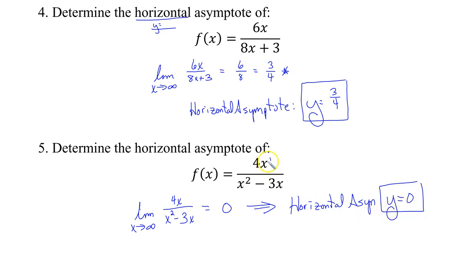So again, the degree in the numerator is smaller than or equal to. Here's an example of equal to. Here's an example of smaller than the degree in the denominator. We always look for the highest power. That's another way to say that.